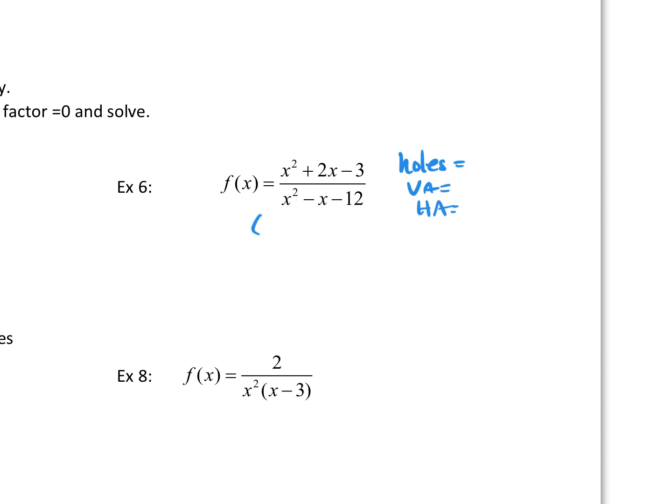Will the top factor? Sure hope so. X plus 3, x minus 1. How's the bottom going to factor? X minus 4, x plus 3. So far, so good.